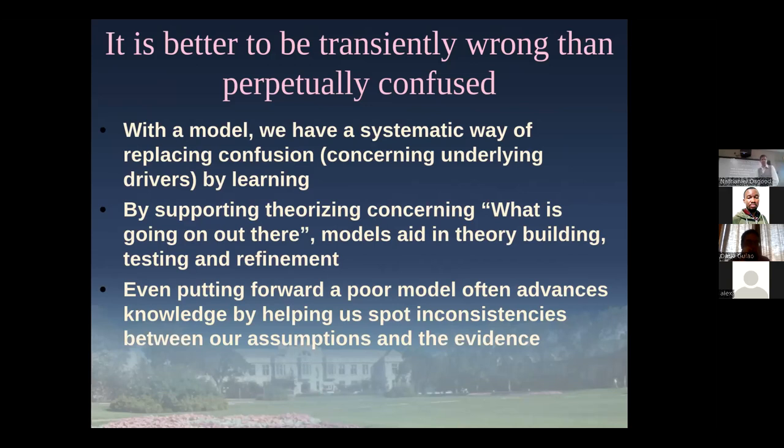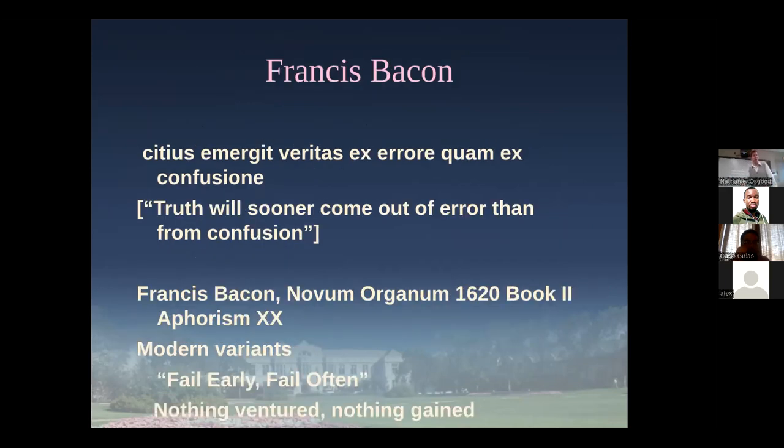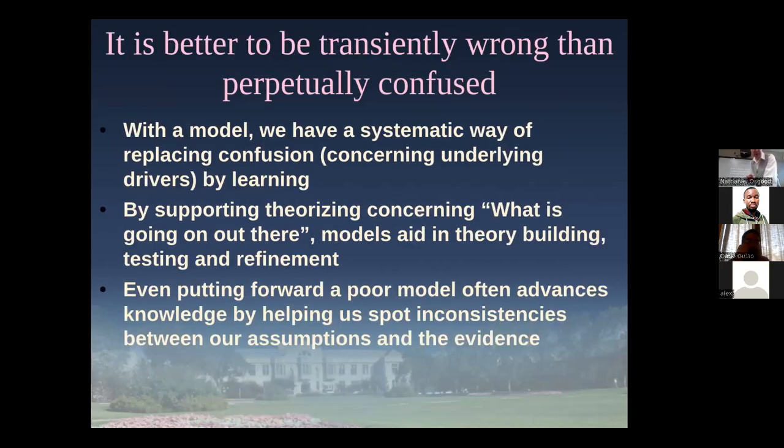And the idea is very simple. It's better to be transiently wrong than perpetually confused. So Francis Bacon said in the 1600s, truth sooner comes out of error than from confusion. And that can sound perverse. How could truth come from error faster than just a skeptical, leaning back and saying, I don't know what to think. The idea is fail early, fail often. Try something. Take some stance, evaluate it critically, see if it matches up. If it doesn't, improve it. You learn forward, you fail forward, right? It's fail early, fail often in the 1600s.